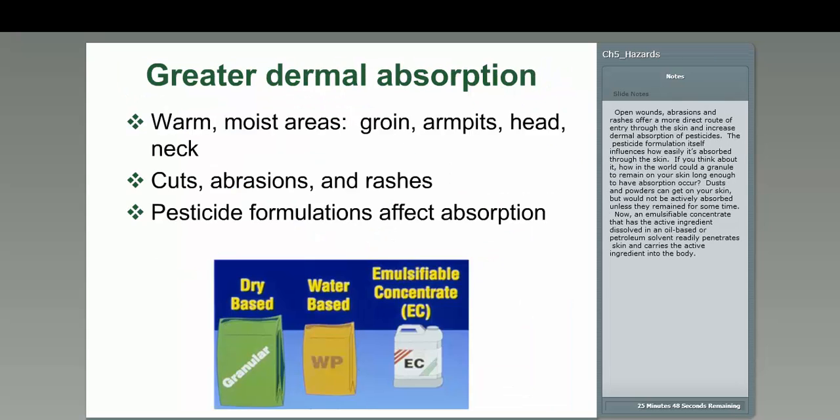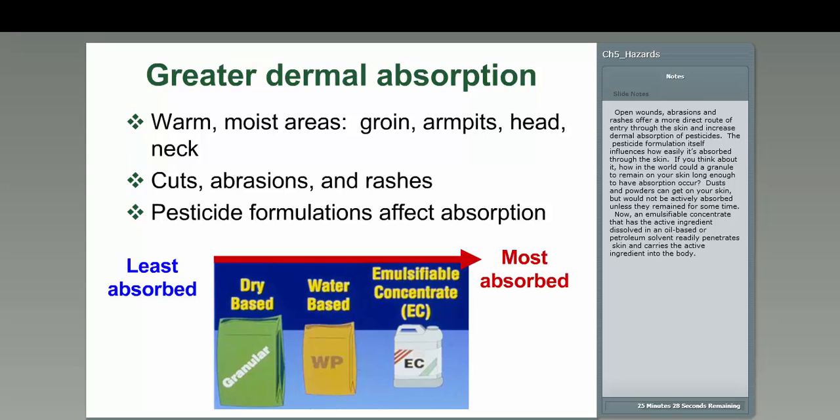Open wounds, abrasions, and rashes offer a more direct route of entry through the skin and increased dermal absorption of pesticides. The pesticide formulation itself influences how easily it's absorbed through the skin. If you think about it, how in the world could a granule remain on your skin long enough to have absorption occur? Dust and powders can get on your skin, but would not be actively absorbed unless they remained for some time. Now, an emulsifiable concentrate that has the active ingredient dissolved in an oil-based or petroleum solvent readily penetrates skin and carries the active ingredient into the body.